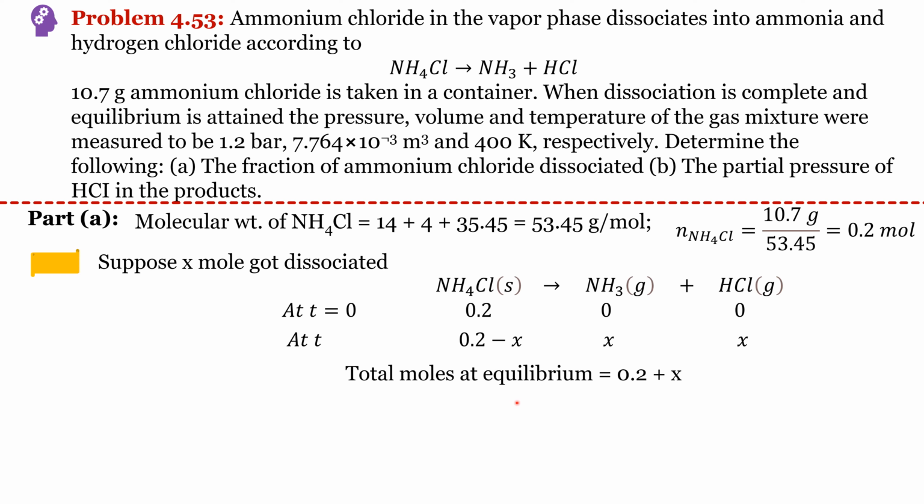Now we can find the total moles at equilibrium. Total moles at equilibrium will be 0.2 minus X plus X plus X, so it will come out as 0.2 plus X. There is a common mistake we can make: because we have estimated total moles at equilibrium and the temperature, pressure and volume conditions are given, in the ideal gas equation we could simply use 0.2 plus X moles.